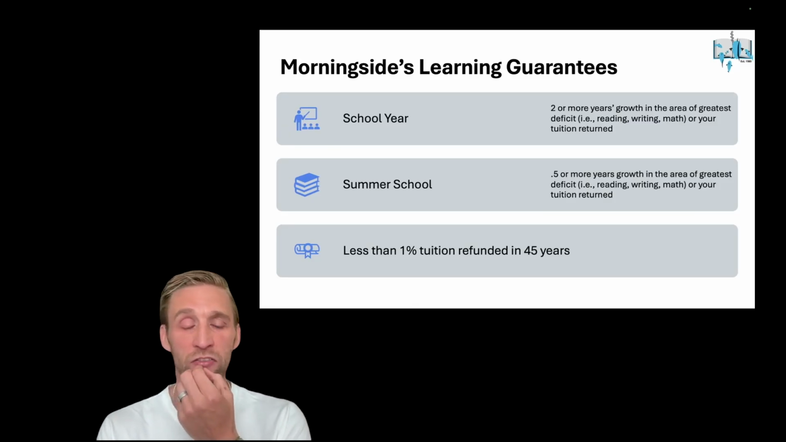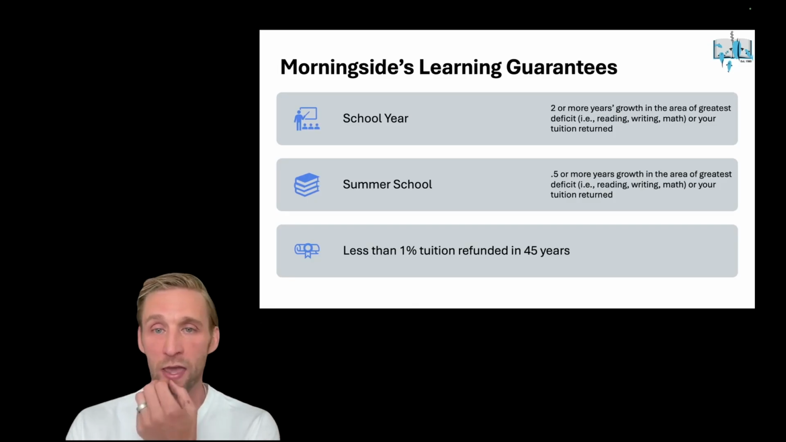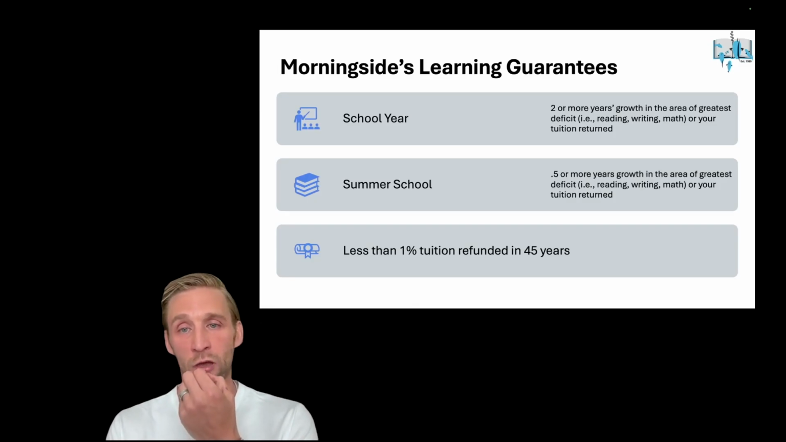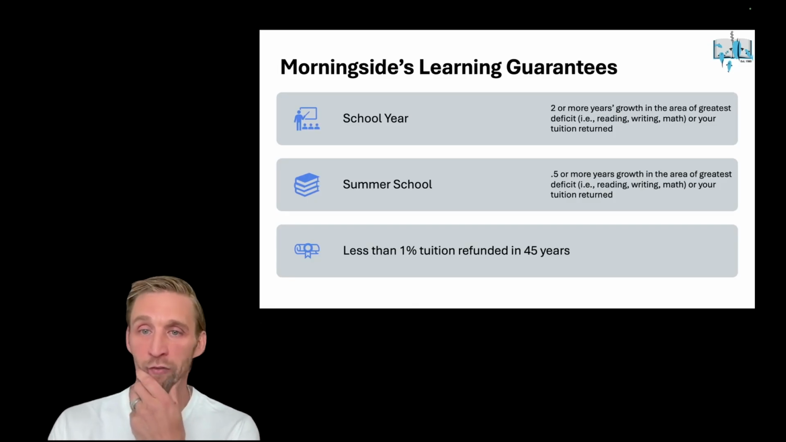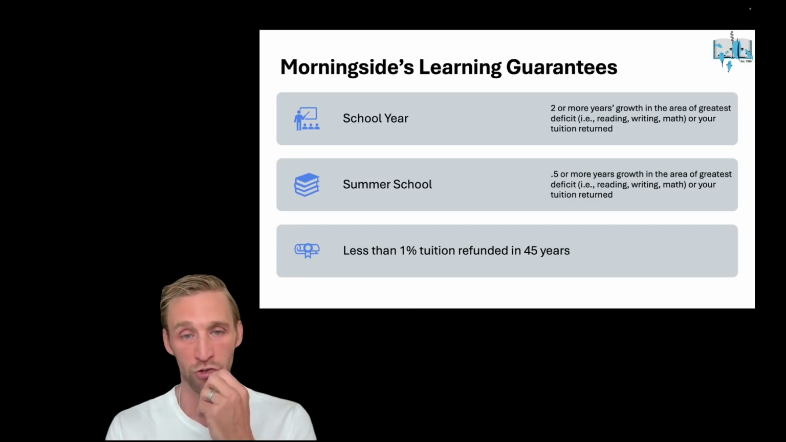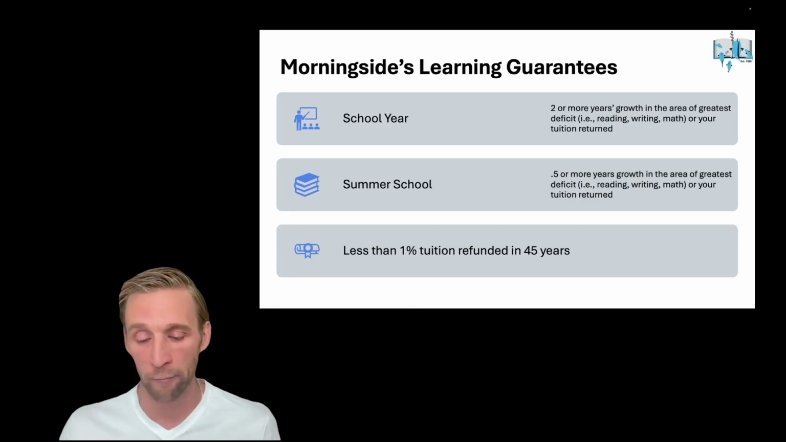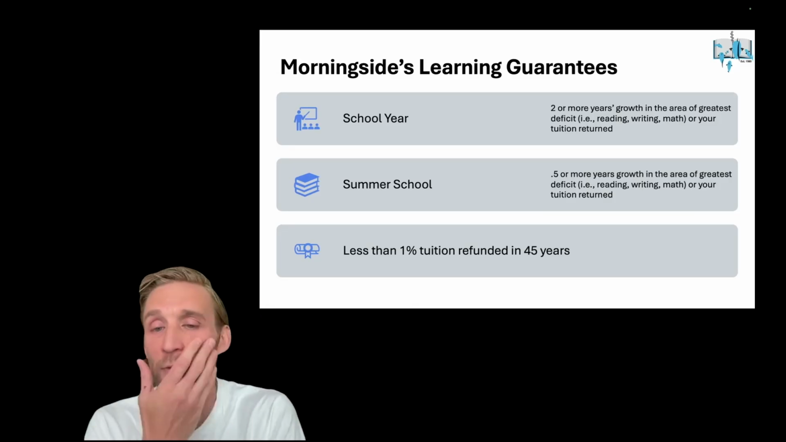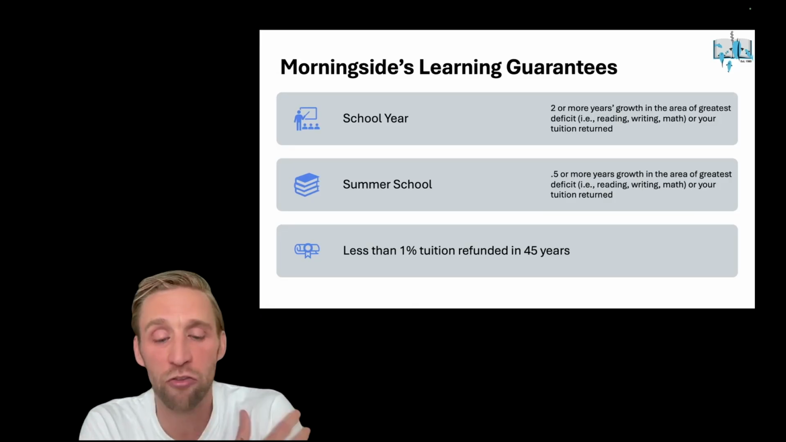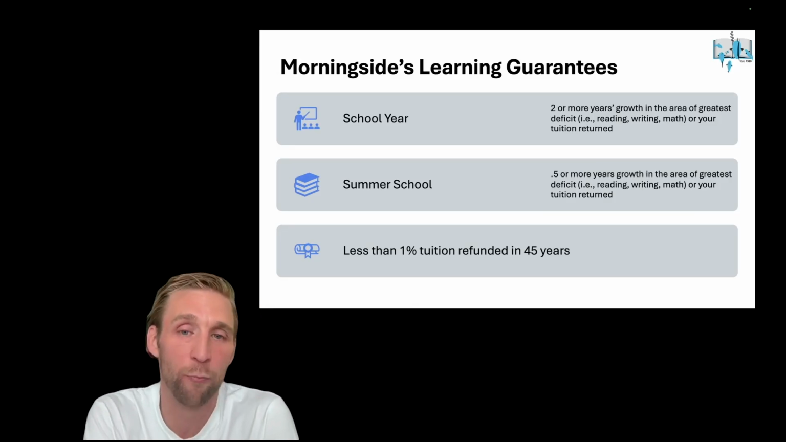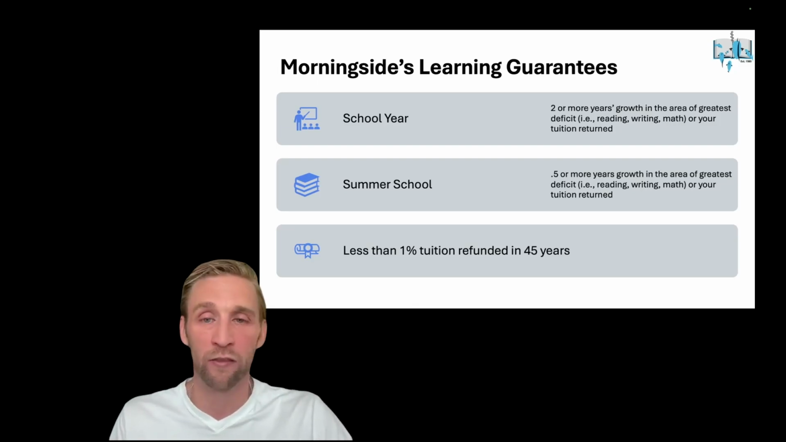And in the summer, kids come for 4 weeks for about 3 hours a day, and they are guaranteed half of a year's growth in their area of greatest need. Again, reading, writing, math, or their tuition is funded. In 45 years, actually 46, I need to update this slide, giving back less than 1%. And the number is actually lower than that. So we know the kids who are coming in here are going to make the outcomes. And that's important to families who are uprooting their kids and bringing them to a school.